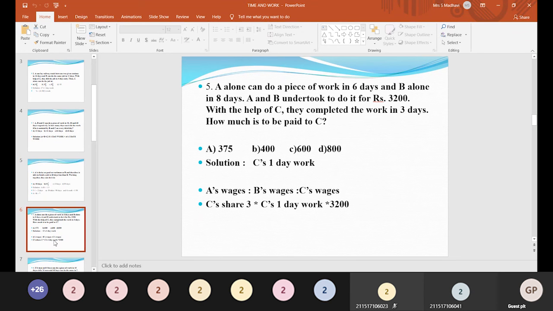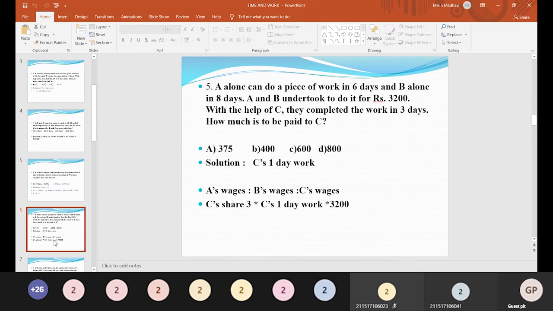Moving to the fifth problem: A alone can do a piece of work in 6 days and B alone can do it in 8 days. A and B undertook to do it for rupees 3,200. With the help of C, they completed the work in 3 days. How much is to be paid to C? The options are 375, 400, 600 or 800.